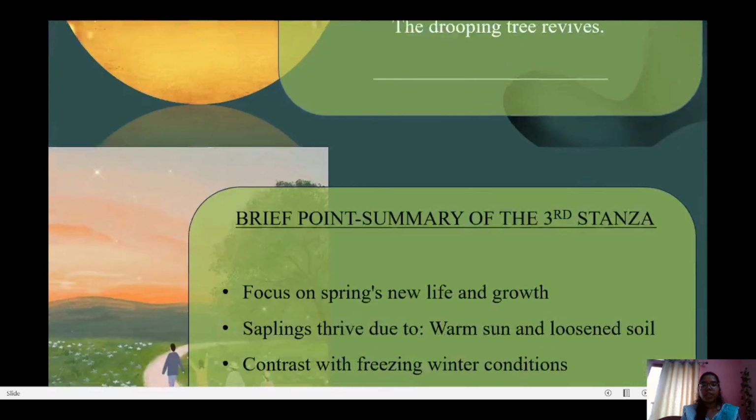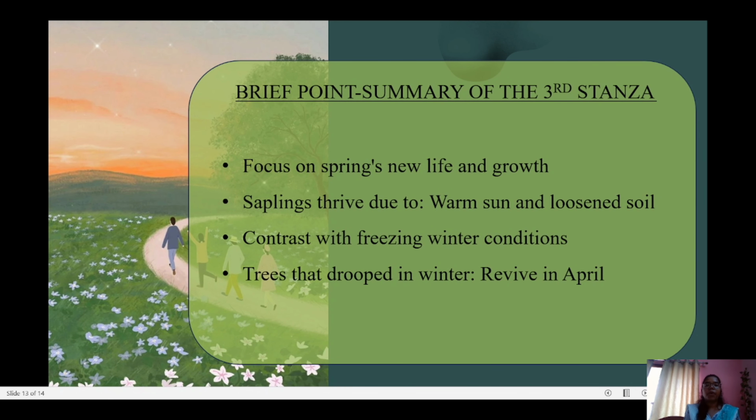Now we will quickly go over the point summary of the third stanza. So what the third stanza is mainly about, it focuses on spring's new life and growth, and saplings thrive due to warm sun and loosened soil. Contrast, here we can see the contrast with freezing winter conditions and spring, and trees that drooped in winter revive in April. We already discussed this thing that the trees which appear dormant during the month of winter are now starting to revive. So this is all the third stanza is about.